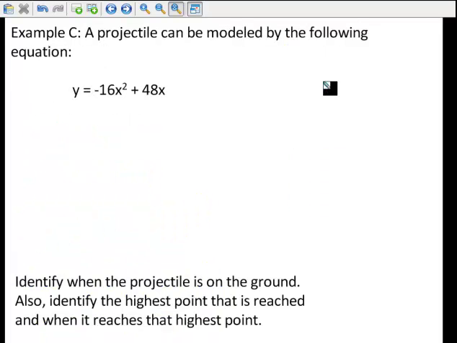Alright, I'm going to ask that you guys complete example C for class. We'll be going over this in class for sure. Miss Atwood will go over it as well. So don't fret too much about not getting it completely, but you're asked to identify when the projectile is on the ground, meaning that y equals 0. You're also asked to identify the highest point where it's reached. So I'm going to challenge you a little bit there. What does that mean in terms of our equation?